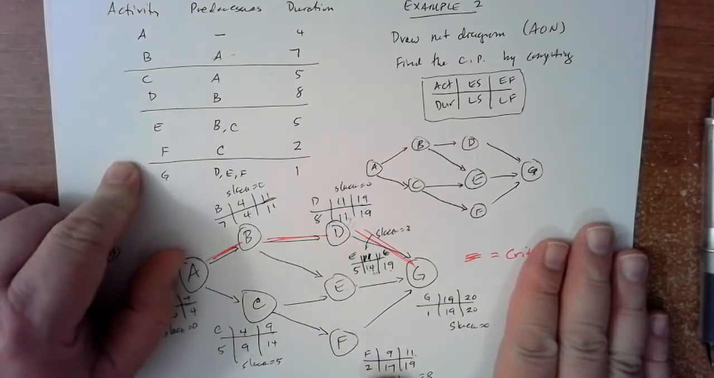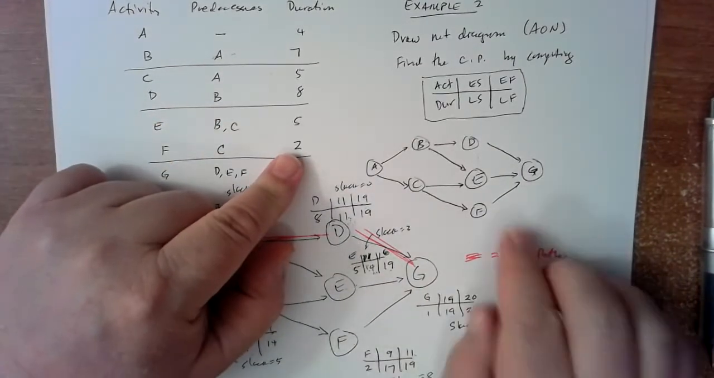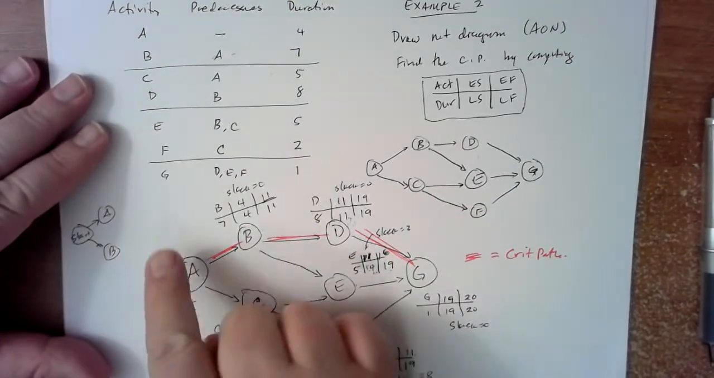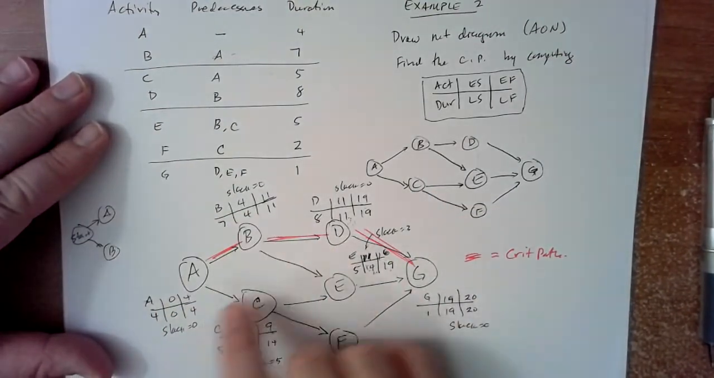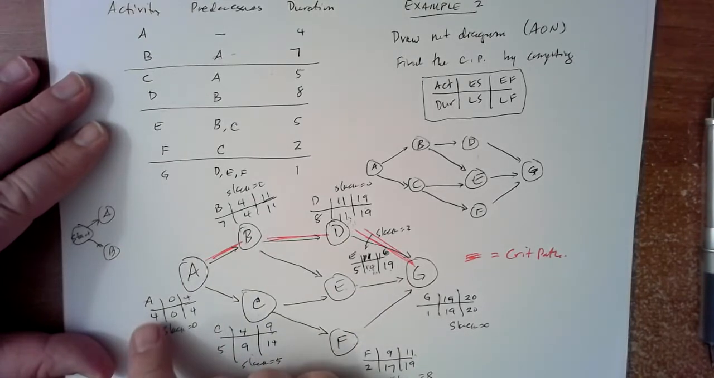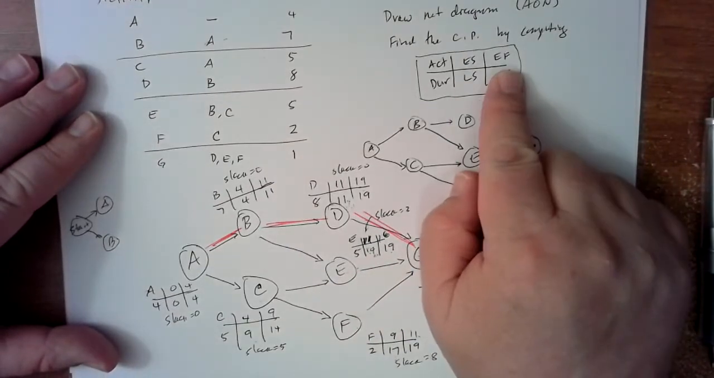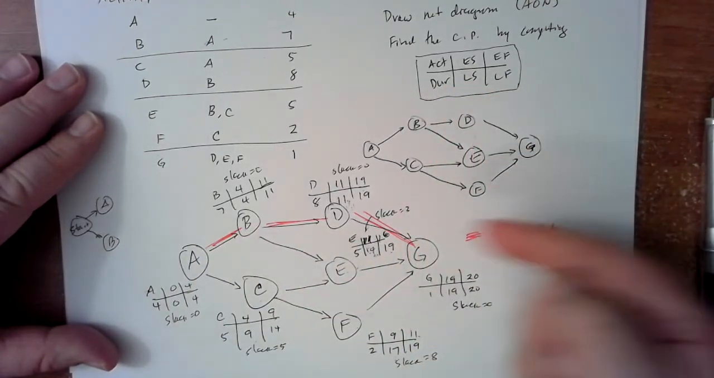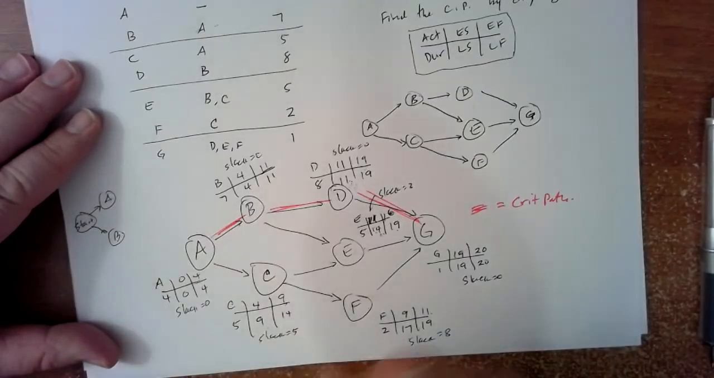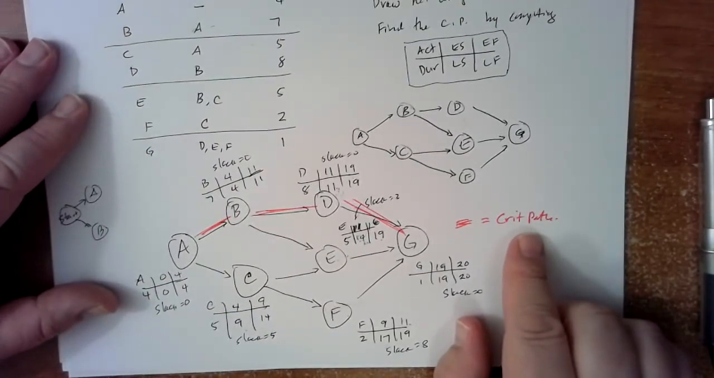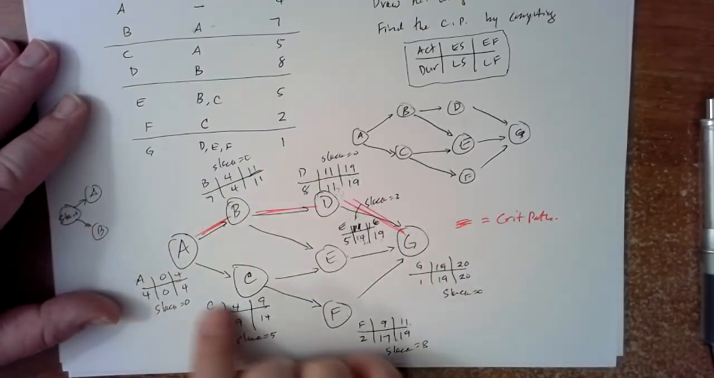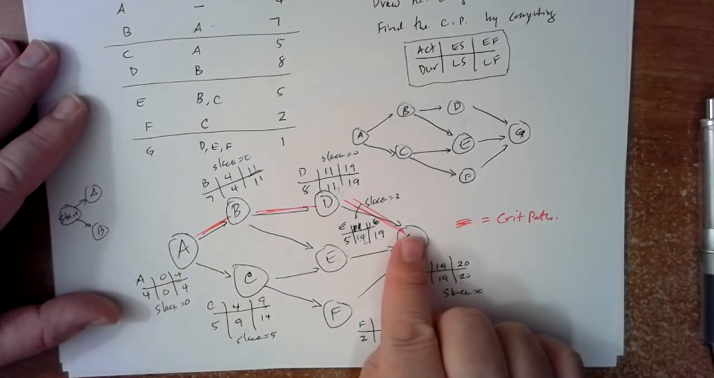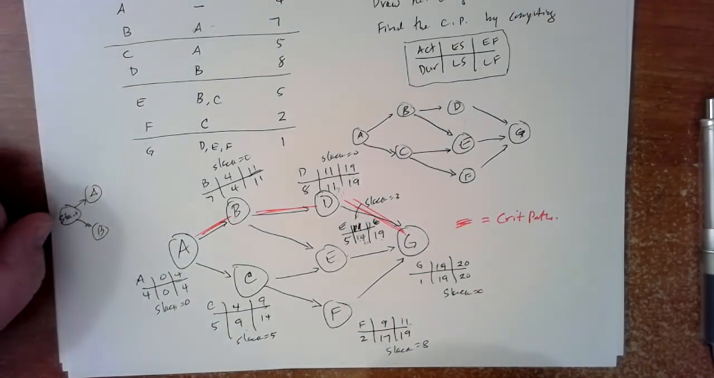I'm just going to give you activities, predecessors, and durations, and so you're going to draw the network diagram, and then compute these 6 numbers for each of the nodes in the diagram. So remember to do ES and EF, you have to go forward, and to do LS and LF, you have to go backwards. Good. And then finally, you want to find the critical path by computing the slack. And the critical path is the path that follows the nodes with slack equals 0.